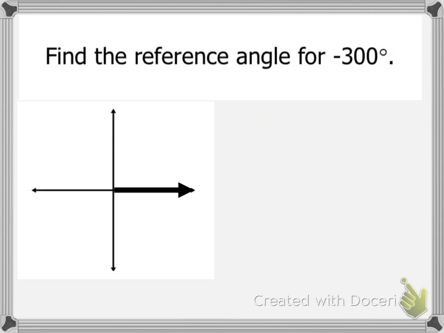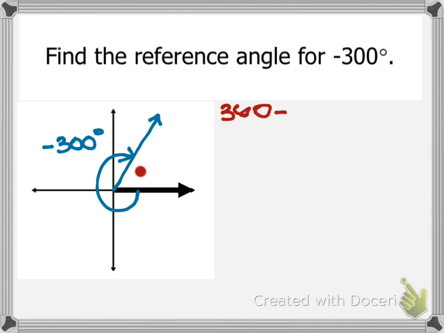Okay, so now we're going negative 300 degrees. So we're going to end up here in the fourth quadrant, but now we're going to go negative 300. So we're going to end up back in the first quadrant. Sorry, I was going positive there for a second. So all the way around here is negative 300 degrees. I need to go the rest of the way, right? So I need to do 360 minus 300, and that's 60 degrees.